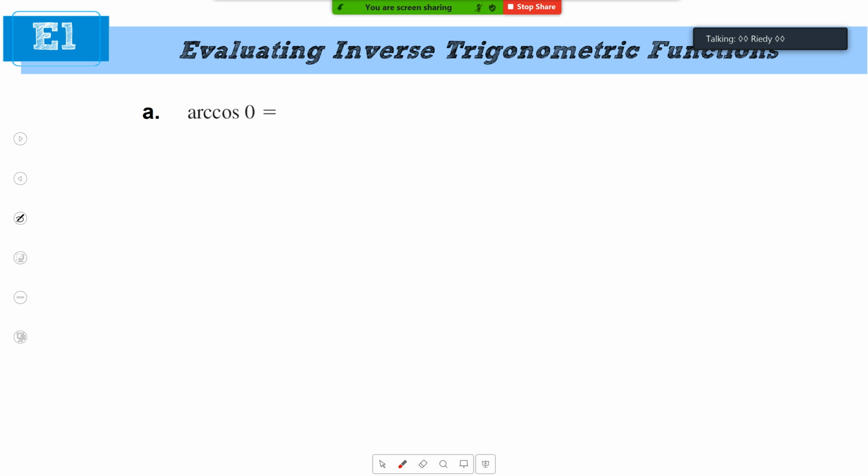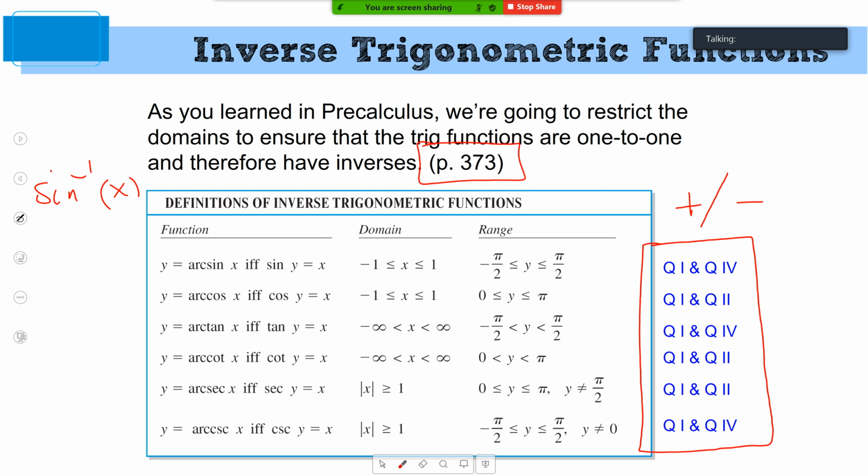Not a rhetorical question, by the way. I'm looking for an answer. Pi halves and 3 pi halves. Say again? Pi halves and 3 pi halves. Good. Yeah. Which one? Oh, just pi halves.